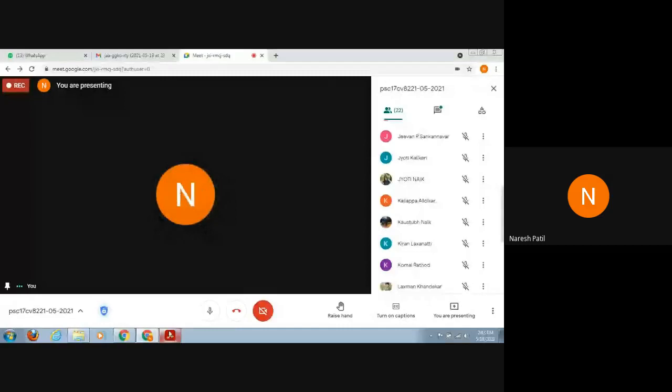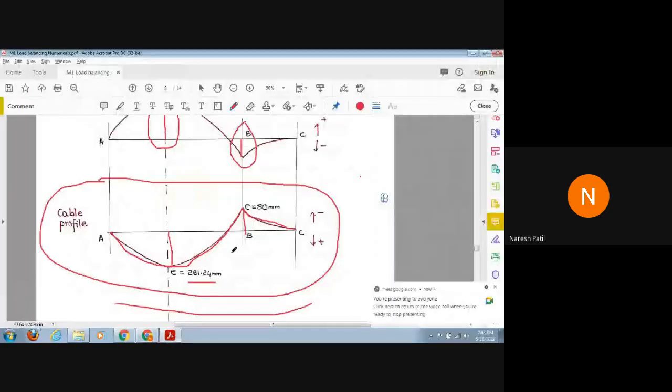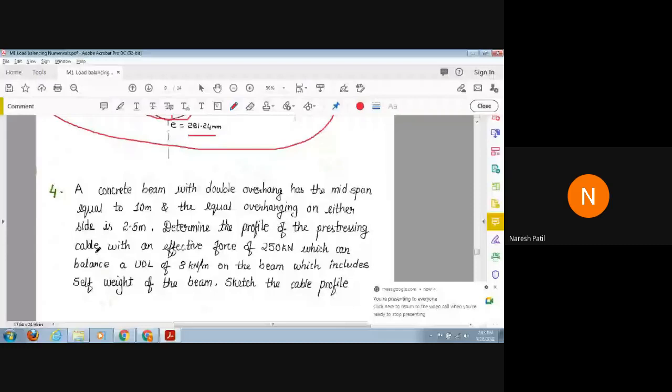Now next, see, again you have to find out. It is a double overhang, so we have to again determine the cable profile here. Determine the cable profile for the given beam. I'll try to finish it off.